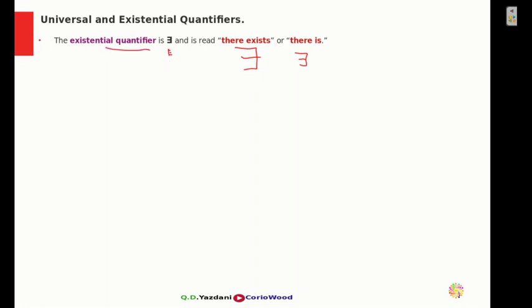Universal and existential quantifiers. The existential quantifier is the E written the other side, like this. If you remember, when you see this symbol, it means there exists or there is. So that's the existential quantifier. We put it the other side of the E like that, and it's read as there exists or there is.